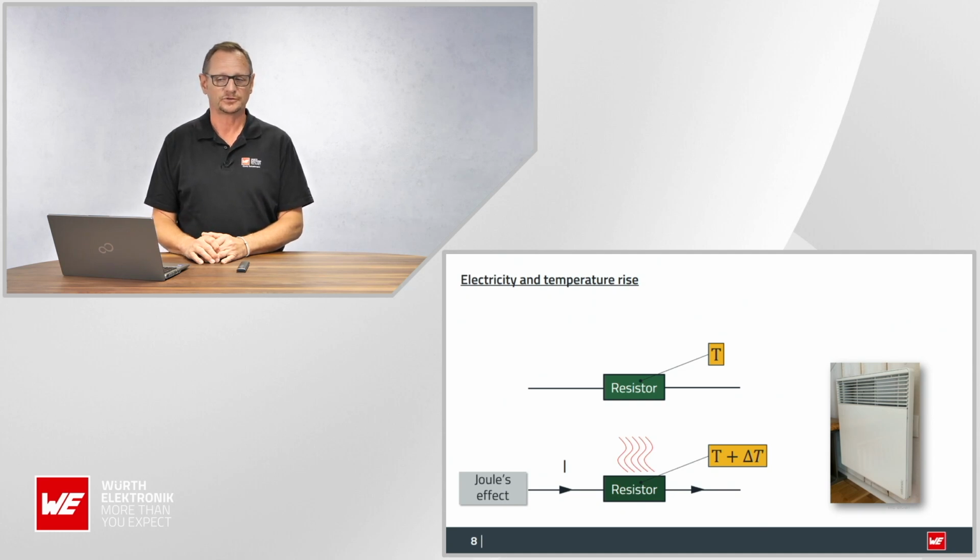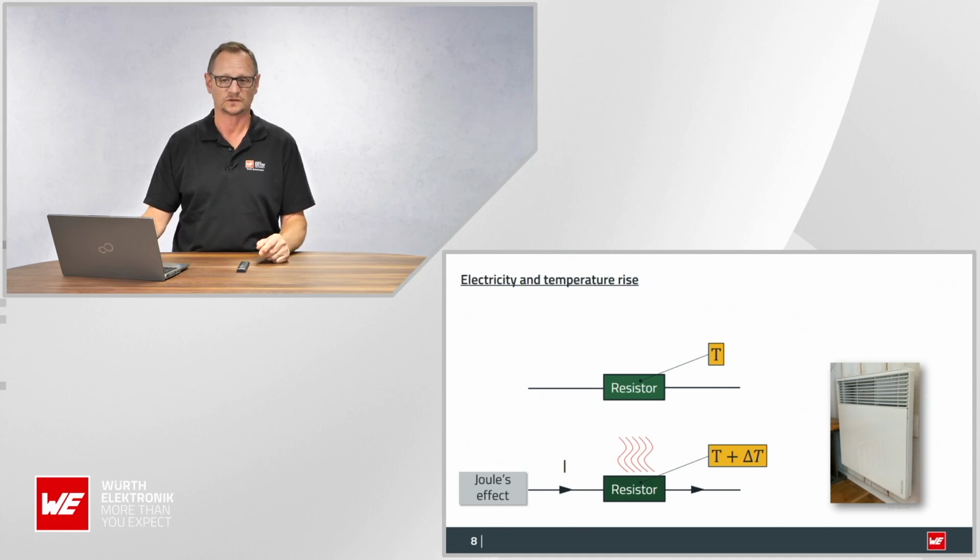On the right-hand side, you see the image of an electric heater. This is exactly the principle this heater is using. It's the so-called Joule effect. So this is happening anyway, and in some way we need to get rid of the heat in our system.